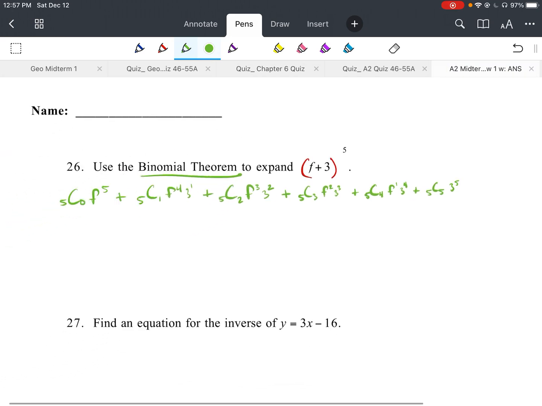Okay, now we just got to figure out what all these things are. If you remember your combinations, how many ways can you pick no things? That's just 1. So this coefficient is automatically just 1. Out of 5 things, how many ways can you choose none of them? That's just 1. This is f to the fifth power. Leave it alone. Plus, now we're going to go 5 choose 1.